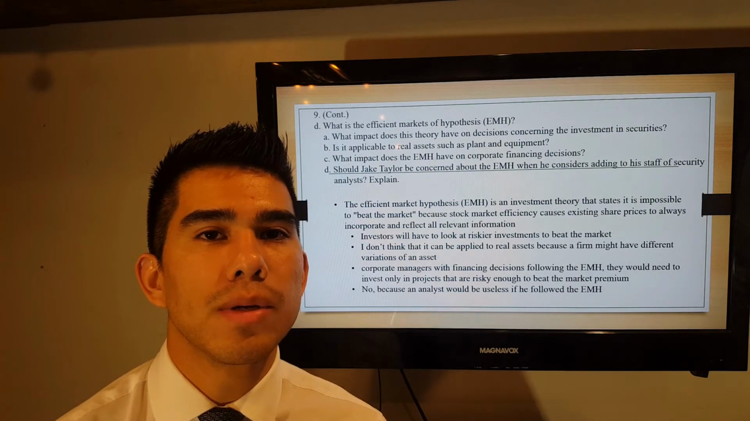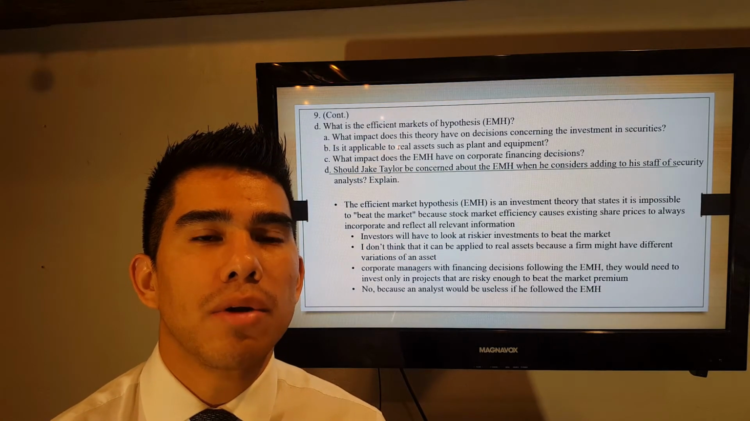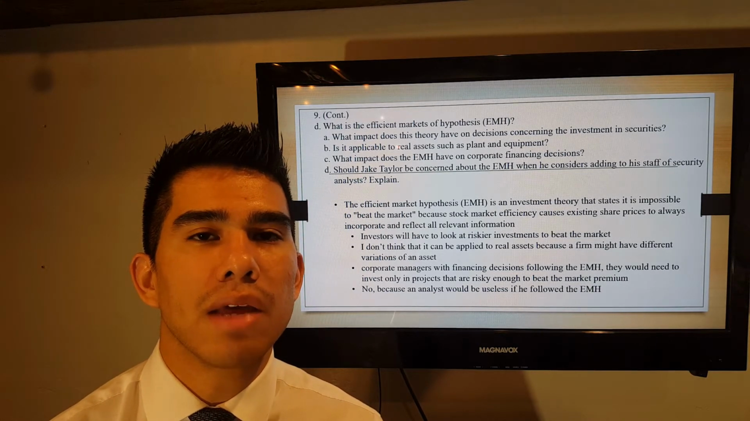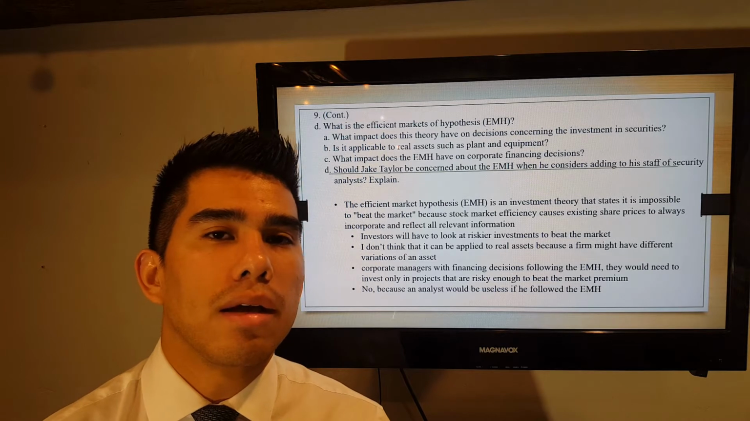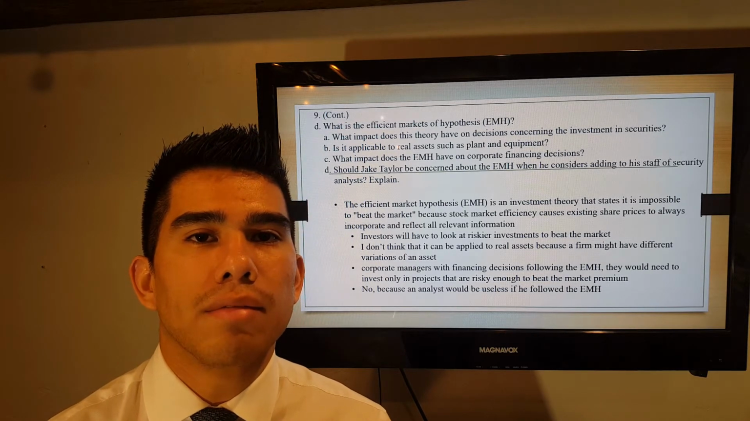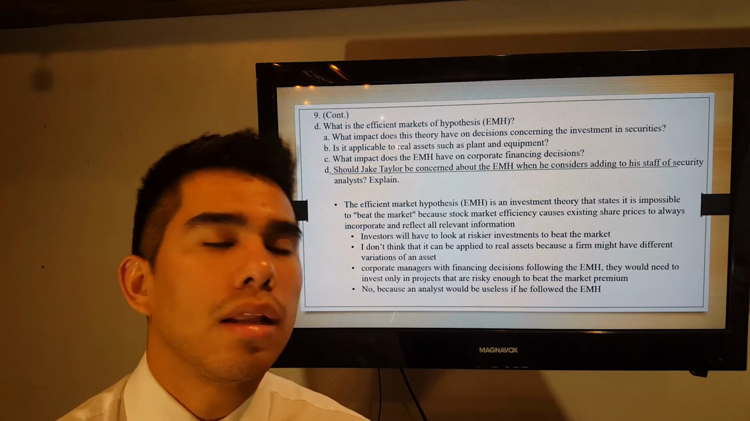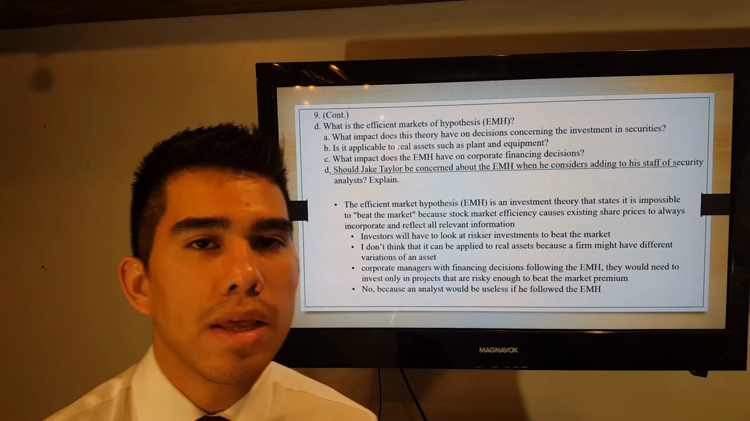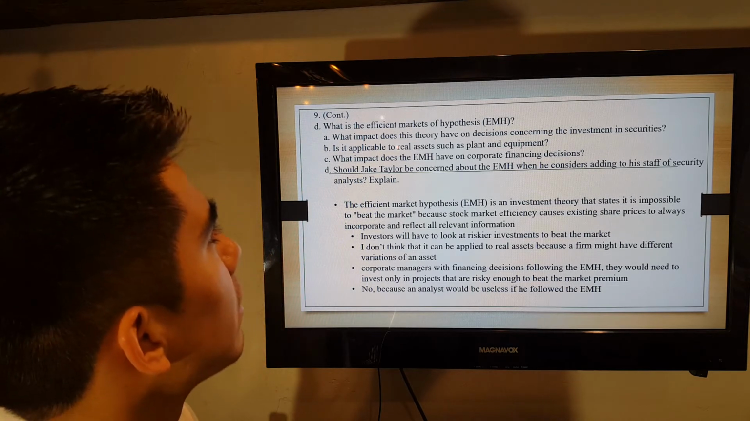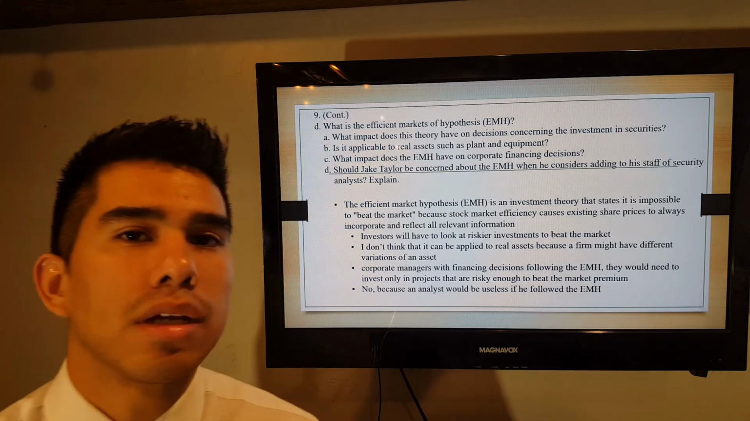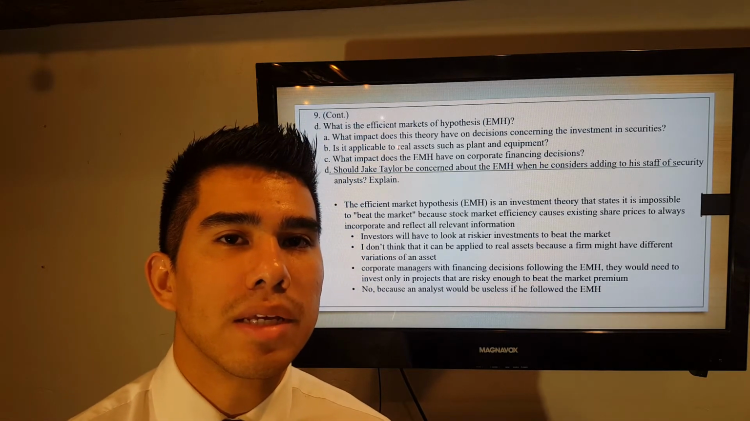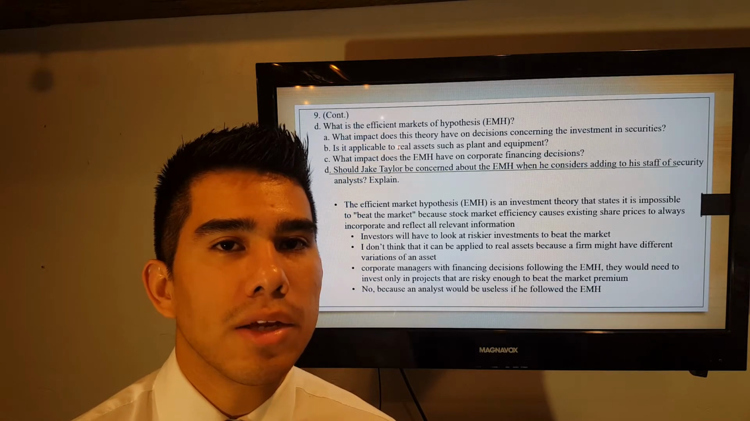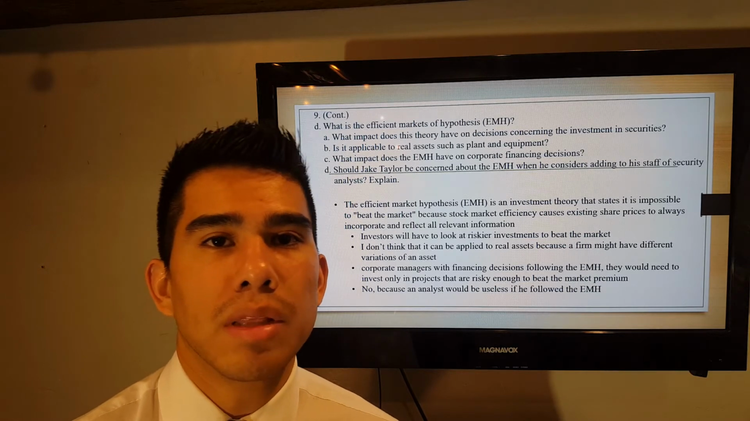Question 9 continued. It asked us about the efficient market hypothesis, and this hypothesis states that you can never beat the market because stocks are always sold at fair value. And question 9 continued gives us a few conceptual questions about it. So what kind of impact does that hypothesis have on decisions concerning investment in securities? Well, you want to invest in really risky securities because that'll be the only way to beat the market based on the hypothesis.